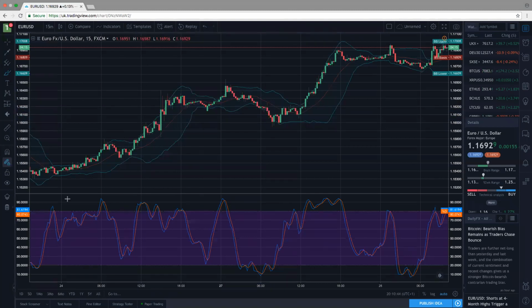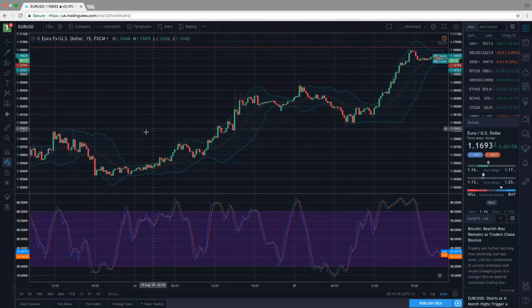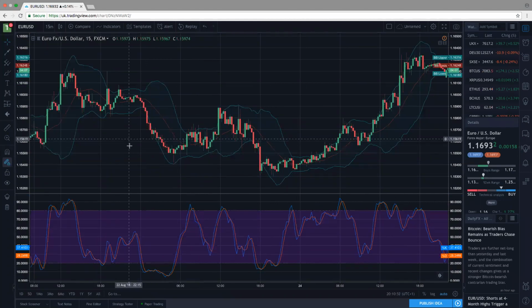And let me show you another example. Quick question: do you use RSI and stochastic combined together, or just stochastic? It's just stochastics. For this strategy, it's just stochastics. Nothing more.